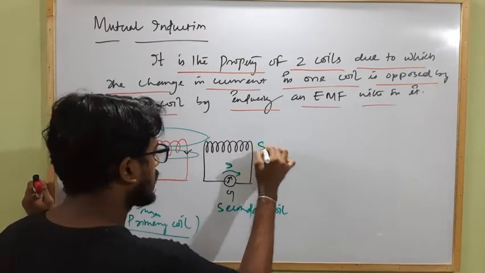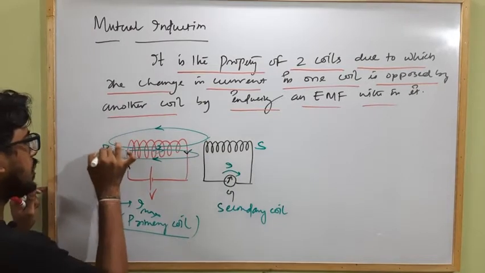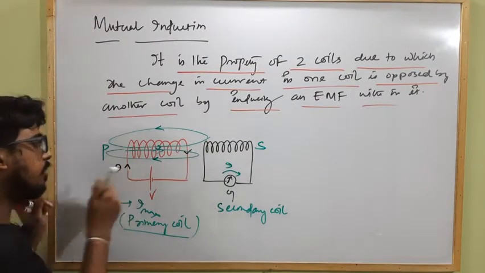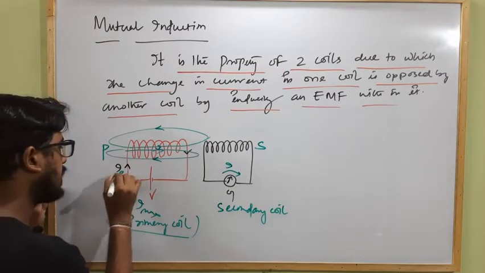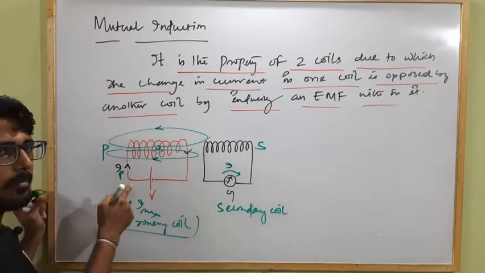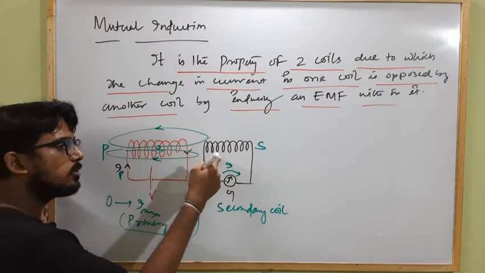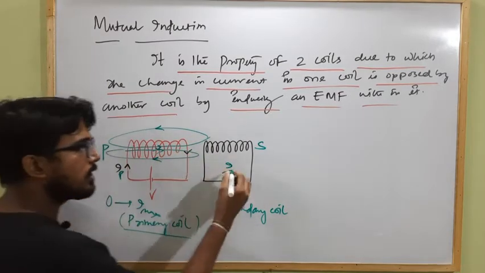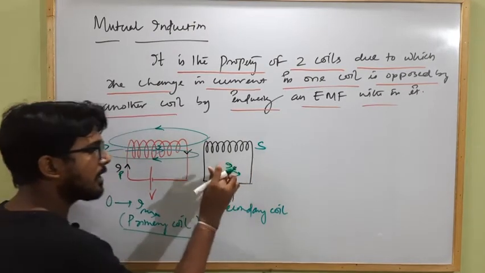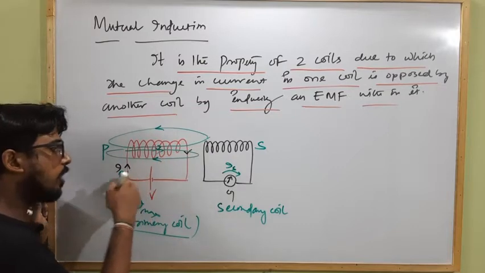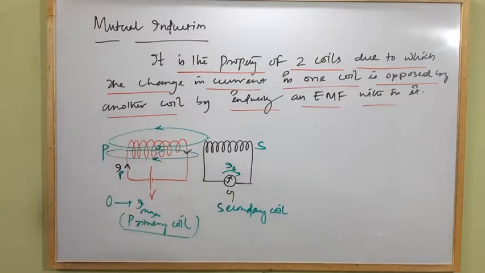Okay, so this is known as secondary coil S, and this is known as primary coil P. When current starts to flow in the primary coil, let this current be IP, the current in the primary coil, an EMF is induced in the secondary coil, due to which a current IS, the current in the secondary coil, starts to flow in such a way that it tries to oppose the IP current. Clear?